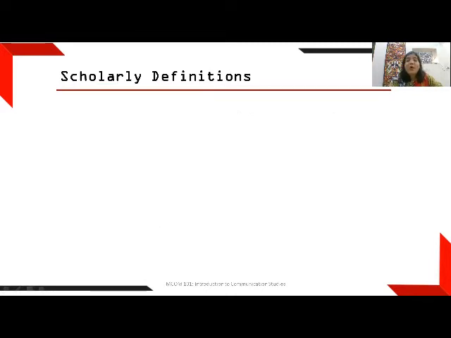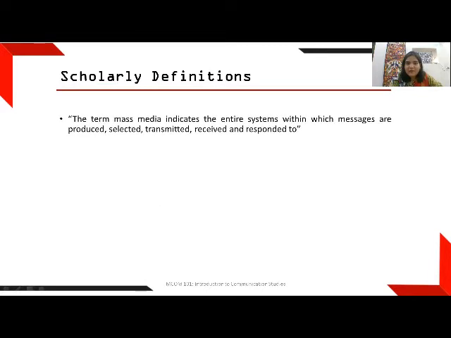Let us look at some scholarly definitions as well. So the first one is by Denis McQuail, and what McQuail has said is that the term mass media indicates the entire systems within which messages are produced, collected, transmitted, received, and responded to. So if somebody asks you to really define how mass media works, this is a good definition to refer to, that it basically talks about all the systems where messages are, they could be any messages, news or entertainment or anything, your Facebook status, they are produced, they are selected, they are transmitted, they are received, and then they are responded to.